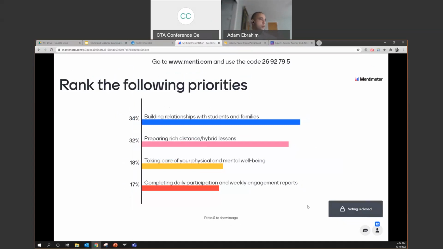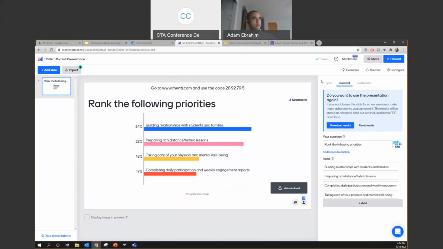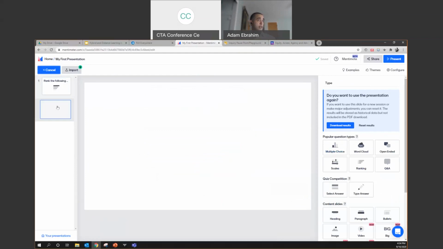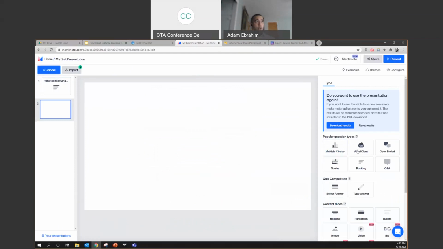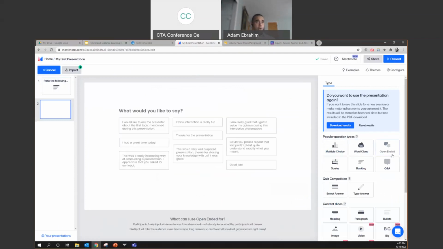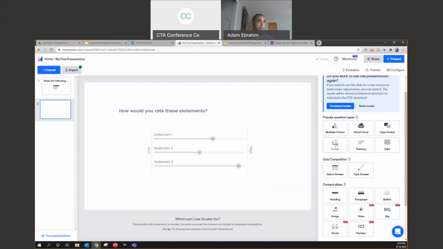Pretty cool. Just really quickly, voting is closed. I'm going to exit, and I'll show you this is the dashboard of it. You can download results. That's pretty cool. What I like about it is that you can just stack stuff. So if I wanted to do a new activity with you, I could just add a slide here, and then I could choose, is this going to be a multiple choice activity, a word cloud, an open-ended question, a Q&A. You've got quiz competitions. I love the scales, the sliding scales.